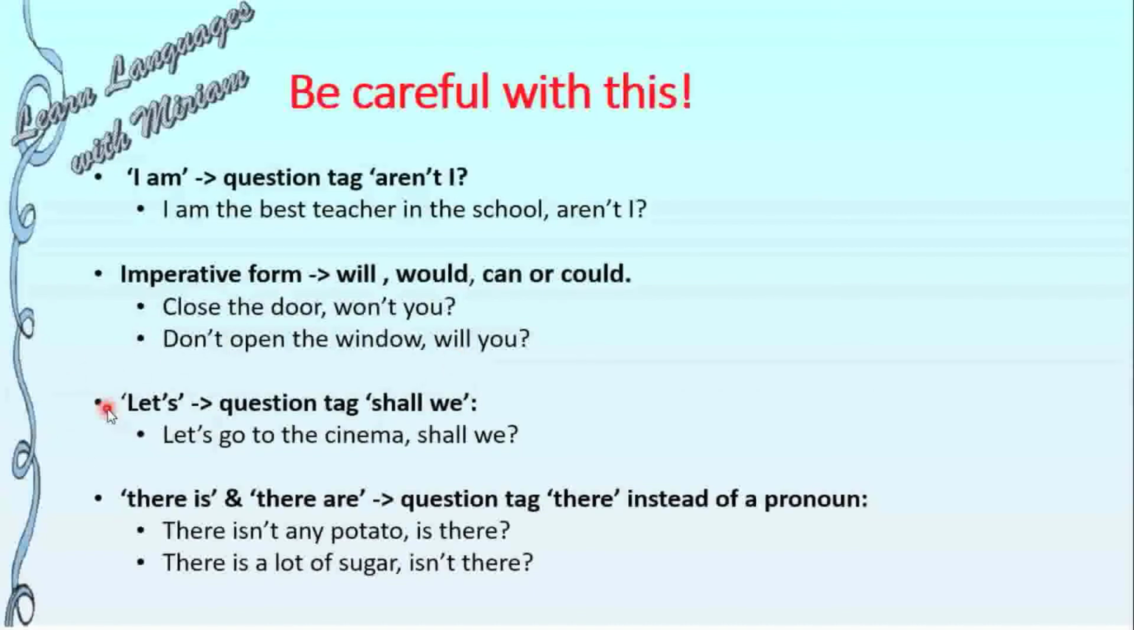With let's in the question tag, we write shall we. So for example, let's go to the cinema, shall we? We wouldn't say here let's we, no. Let's go to the cinema, shall we? With there is and there are in the question tag, we use there instead of a pronoun.